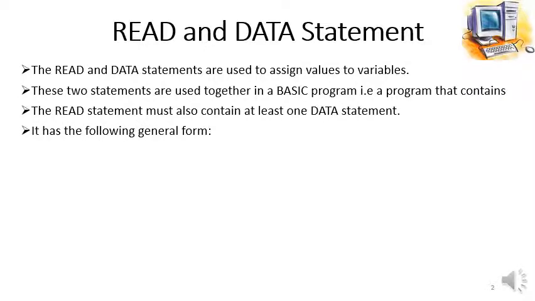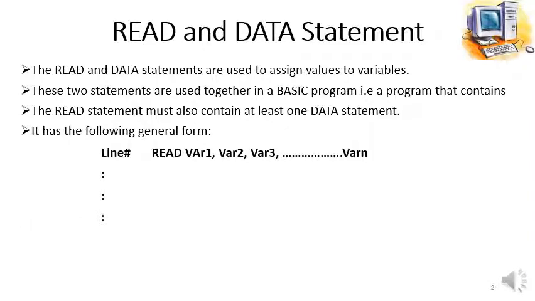It has the following general form. This is the syntax of read and data statement. Normally we write the read statement at the top of the source code or the program, where we declare variables. So here line number and then the keyword or the reserved word read for writing the read statement, and after that we will write the variables, like here variable 1, variable 2, variable 3 and up to variable n.